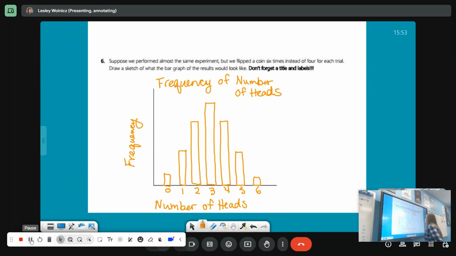All right. So basically what we should have here is the shape that looks like our one from above. We should have this pretty bell shape.